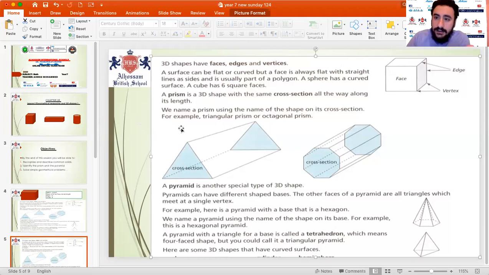If this is a triangle, it's a triangular prism. If this is an octagon, it's going to be an octagonal prism. Rectangle, rectangular prism, and so on.